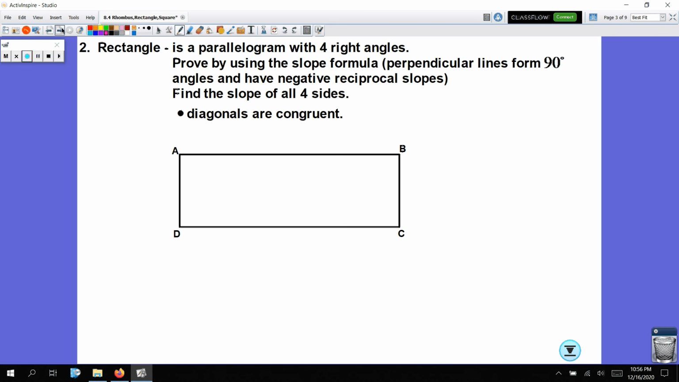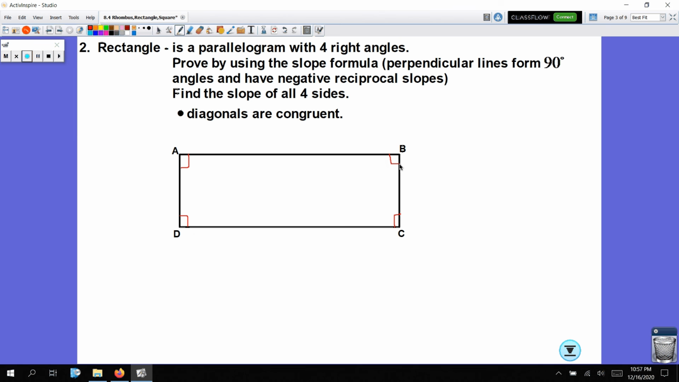All right, let's talk about a rectangle. A rectangle is also a parallelogram with 4 right angles. That means that AB is perpendicular to AD. And DC is perpendicular to BC. And AB is perpendicular to BC, okay? Perpendicular lines form a 90-degree angle. They have negative reciprocal slopes. So you want to find the slope of all 4 sides.